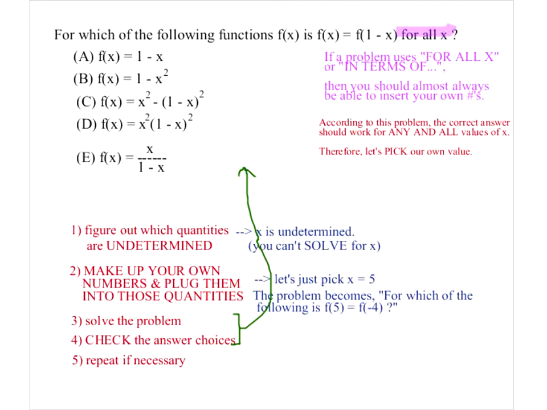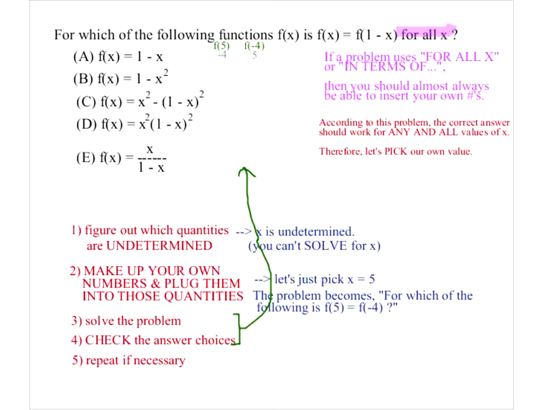So let's do that. Again, let's make a chart. It helps to stay organized. F of 5 is one of the things we're finding, and then f of -4. Let me make my print a little smaller here. One of the quantities we're finding is f of 5, and the other thing we're finding is f of -4. So with choice A, f of 5 is -4 and f of -4 is 5. Those are not equal, so A is wrong.